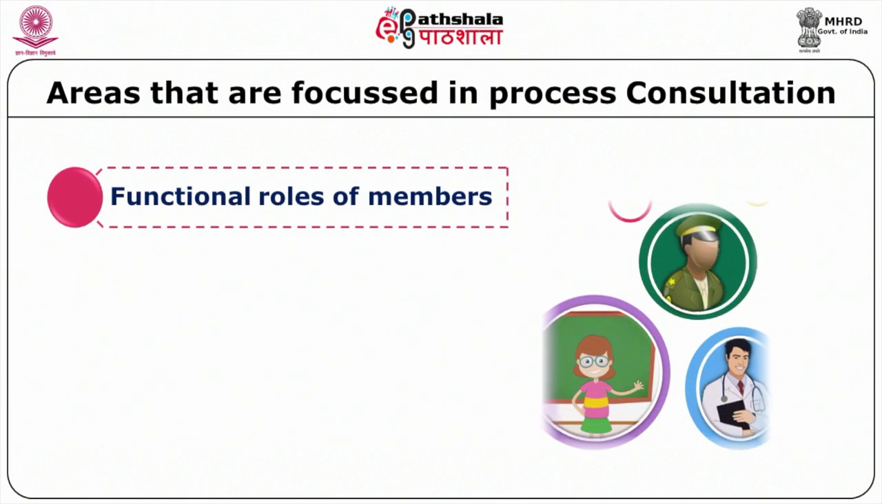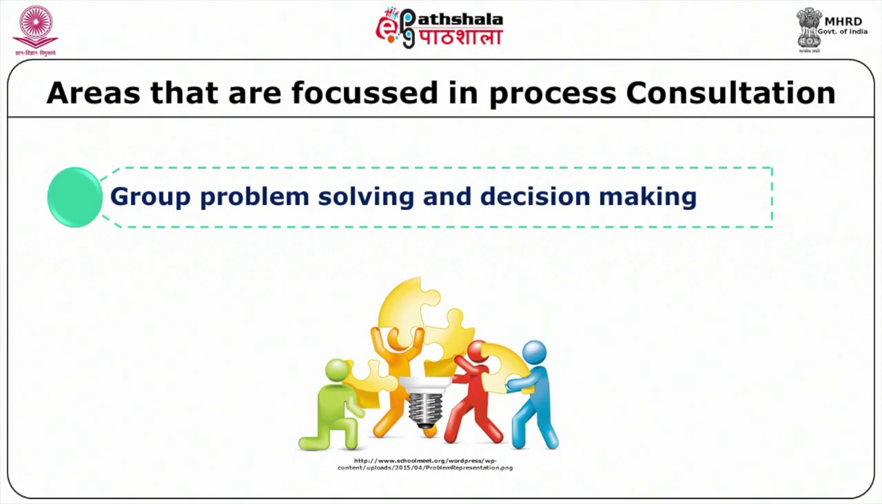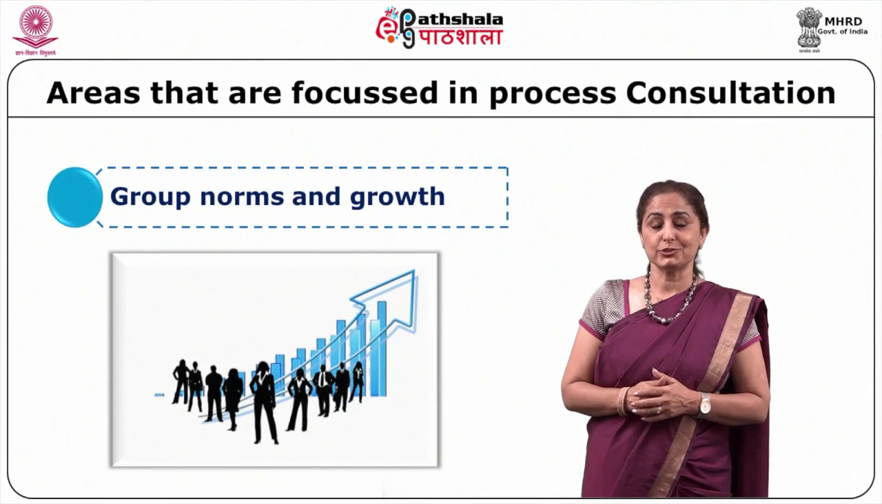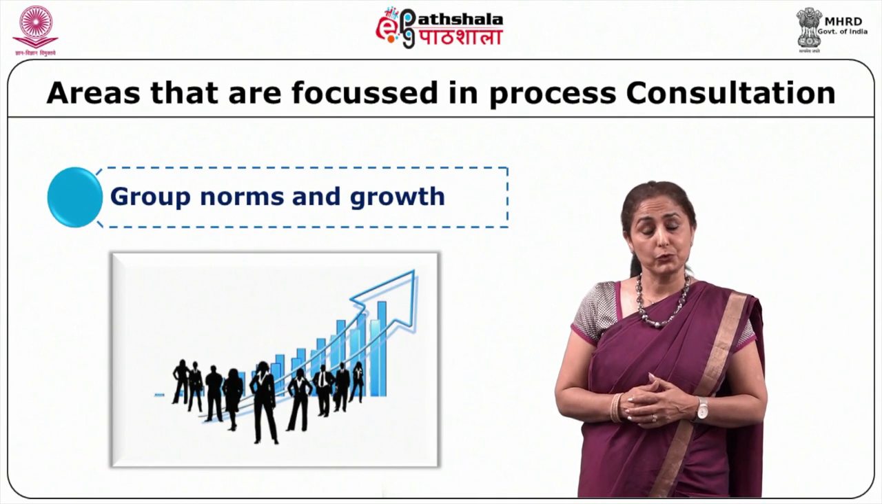The next area that would come under process consultation would be the functional role of members. Every member in an organization has a specific role to play. Depending on their job profile and job description, they have to follow certain norms, criteria, and duties to accomplish their role. The next process we would like to look at is group problem solving and decision making. In many organizations, there are groups that work together as teams. Another process in an organization is group norms and growth.